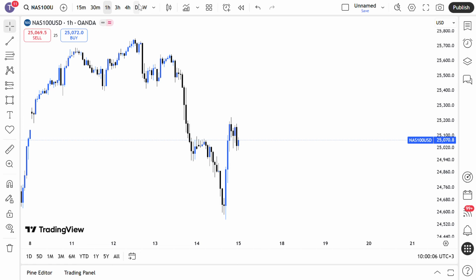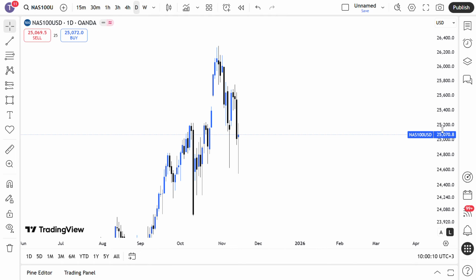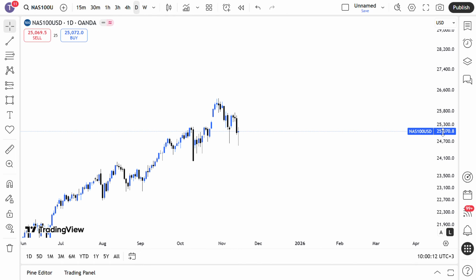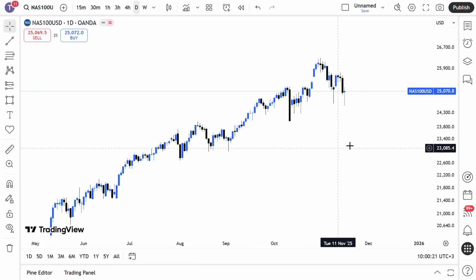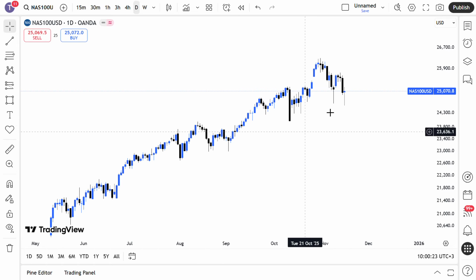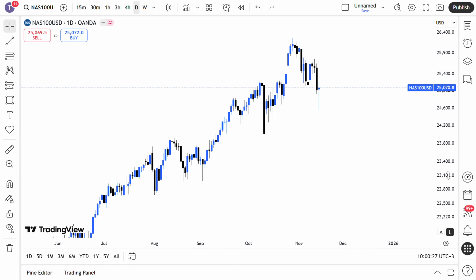So on NAS 100 from the daily time frame, if I zoom out, you can see clearly, already you can see what the trend is. You can see clearly the trend is a bullish trend. And what are we supposed to be looking for? We are supposed to be looking for buying opportunities to the upside.